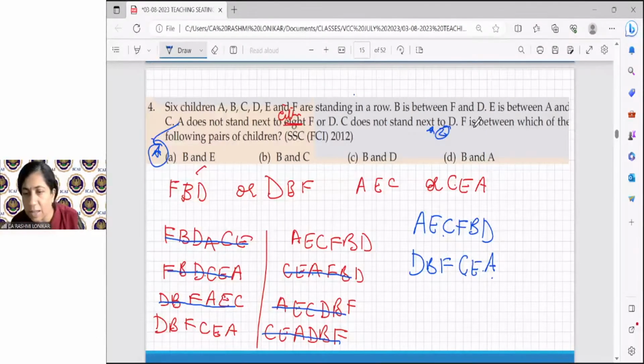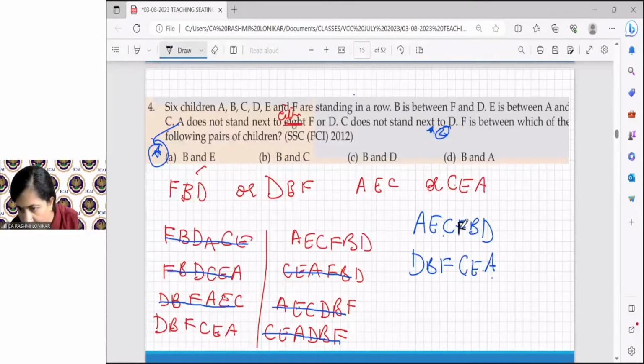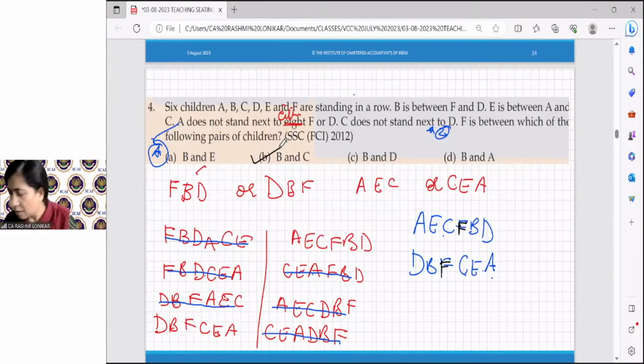What they're asking is, F is between which pair of children? This is my F. F here is between B and C, and F here is between B and C. So B and C will be the answer. Okay.